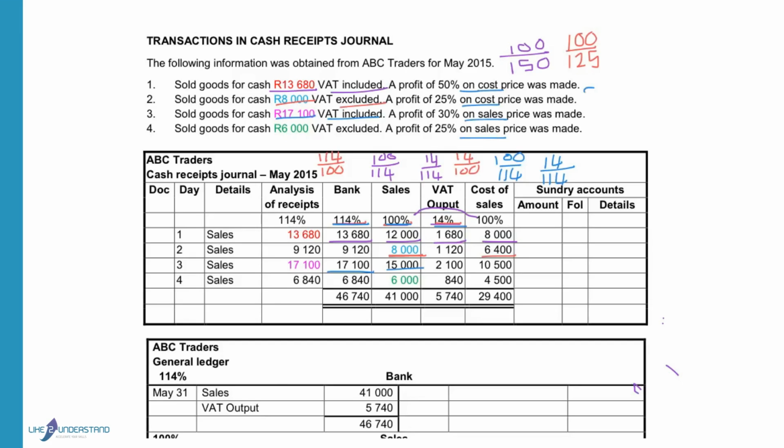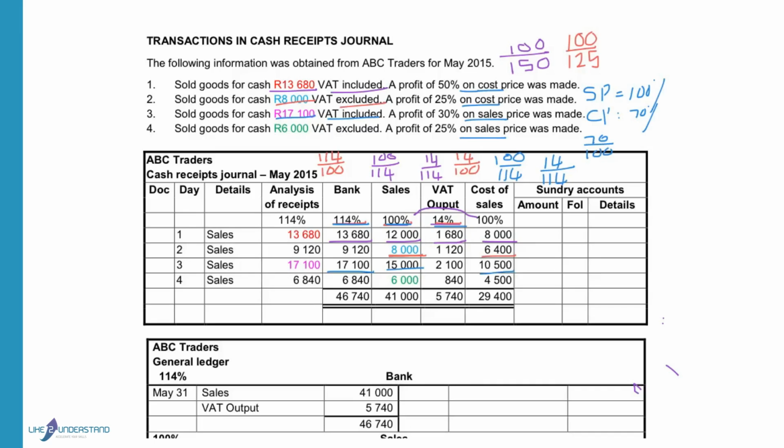That means sales price equals 100, the profit is 30, so the cost price will be 70%. The sales price is given as 15,000. So if we want to calculate the cost price, the one that I want, 70, divide by the one that I know, 100, times 15,000, and that will give me the cost price as 10,500.